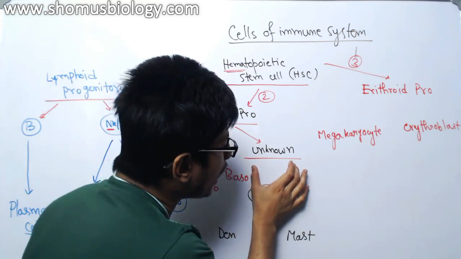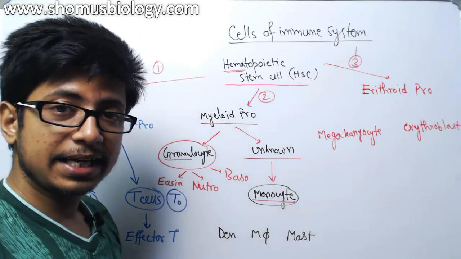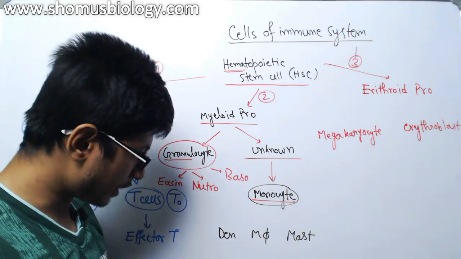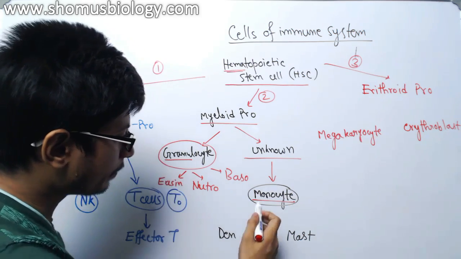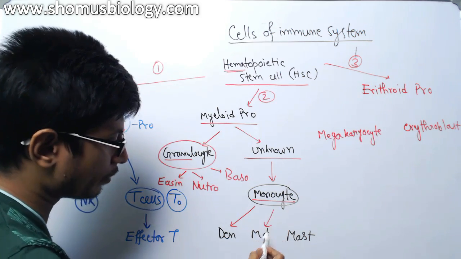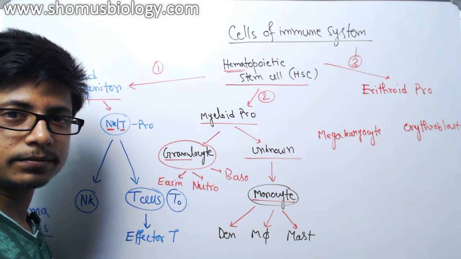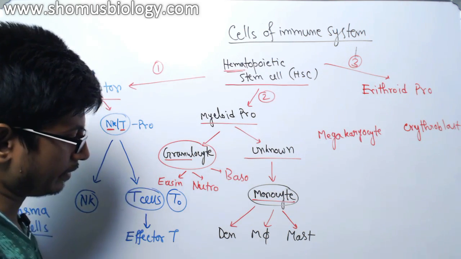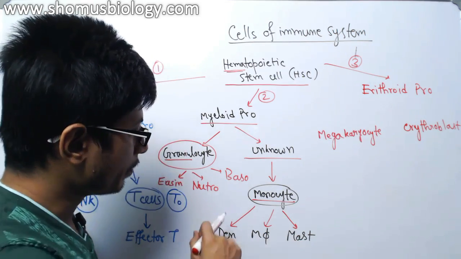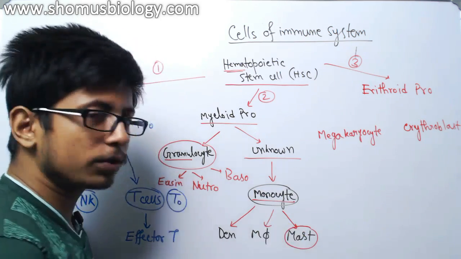On the other hand, from the myeloid progenitor cell, they produce what is known as monocyte. This monocyte can convert into three different types of cells. It can produce dendritic cell, it can produce macrophage, it can also produce mast cells. So all these three, dendritic cells, macrophage and mast cells, are produced from monocyte. So mast cells are the modified version of monocyte.